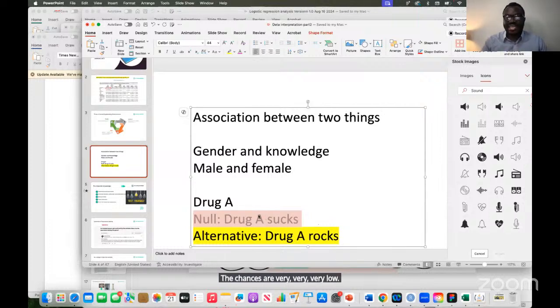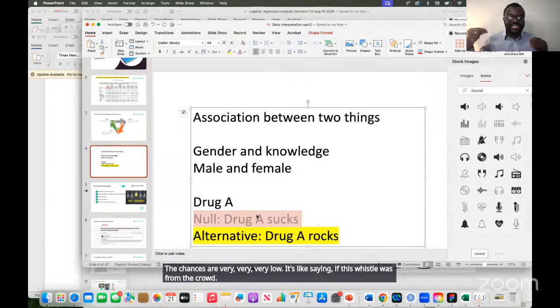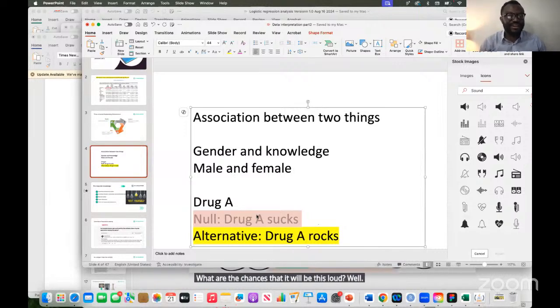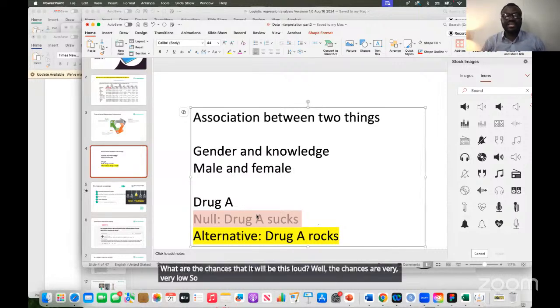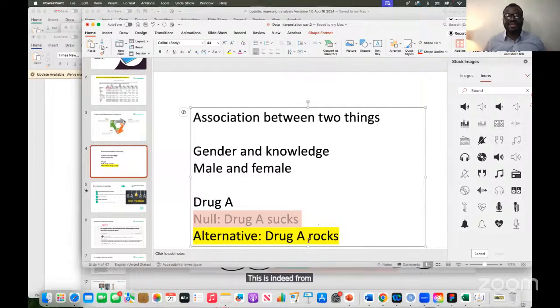It's like saying, if this whistle was from the crowd, what are the chances that it would be this loud? Well, the chances are very, very low. So we then have to conclude that this is not from the crowd. This is indeed from a referee, right? That is the whole process through which we investigate hypotheses.